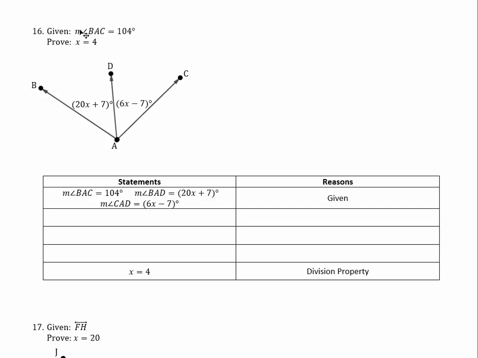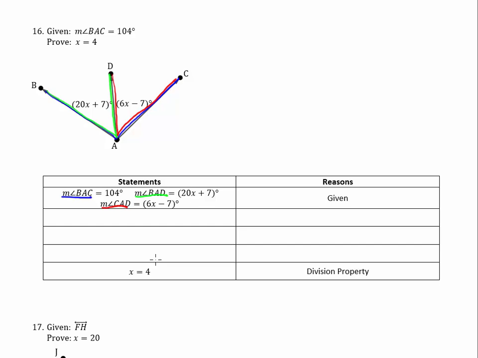Once again, a proof. We've got the measure of angle BAC. So angle BAC, so that's the big angle. So this guy right here is equal to 104. And we got that written right there. We also know that the angle BAD, so this guy right here, is equal to 20x plus 7. Okay, so that's the green angle. The blue angle. And then we've got angle DAC, or CAD, they put CAD, is 6x minus 7. Our goal is to prove that x is equal to 4.